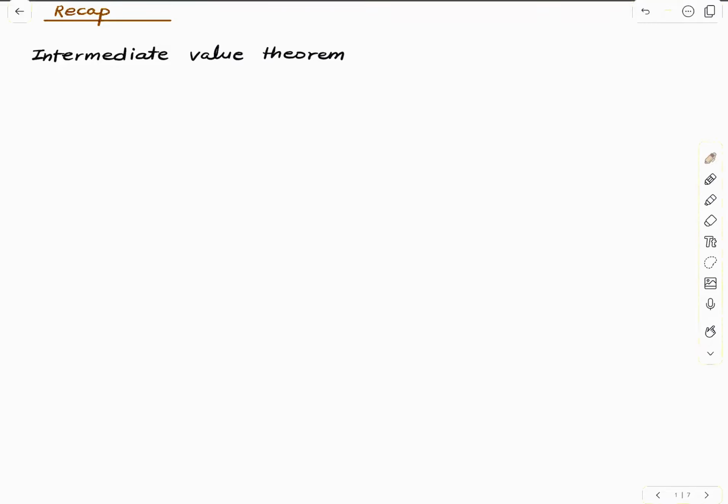What does it say? Well, the most general way I can express this is by saying that suppose we have a continuous function on an interval, then the image of the function is also an interval. And the more practical way of looking at it is the following.